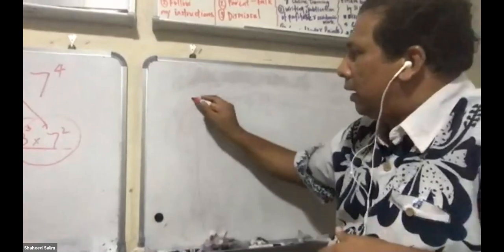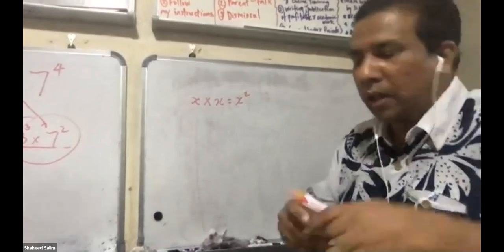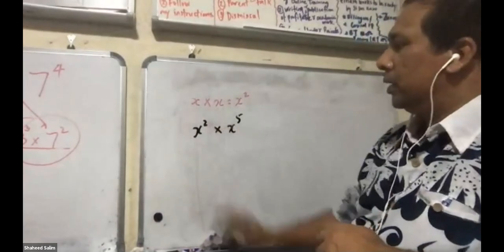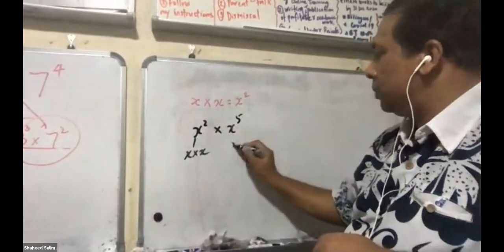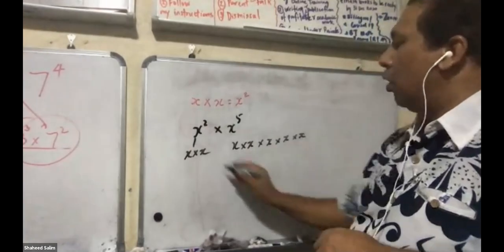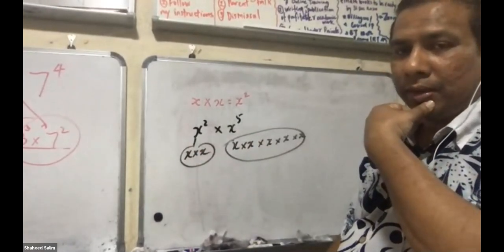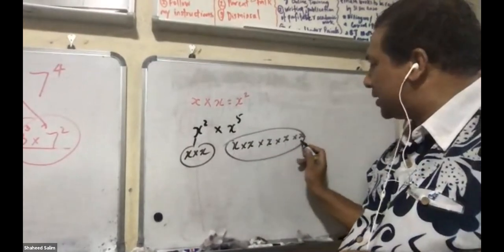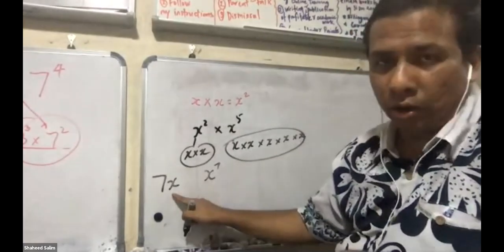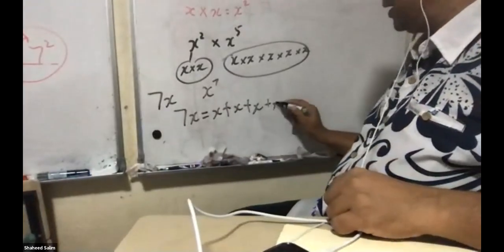Now, x times x is equals to x squared. You all know that, right? So now, if you have x squared times x to the power of 5, let's say, this means x times x, and this means x times x times x times x times x. 1, 2, 3, 4, 5. All together, how many x's are there? 7, correct? 1, 2, 3, 4, 5, 6, 7. So x to the power of 7. Not 7x. 7x is x plus x plus x plus x until you reach the 7.